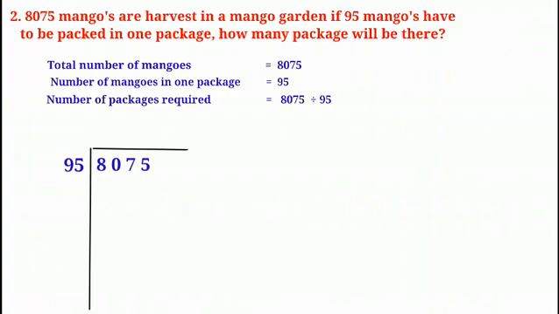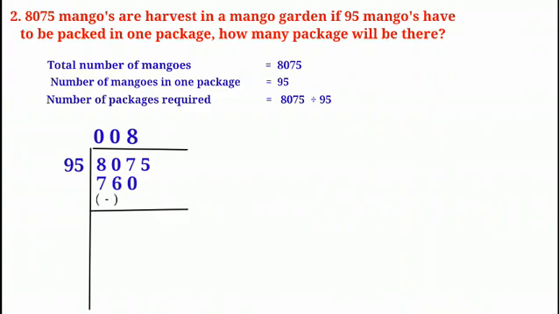Here, 8,075 divided by 95. First we take 80. 80 is smaller than 95, so it is not divisible by 95. So we put 0 in the quotient. Now we join the tens place number 7. We get the number 807. How many 95s in 807? Yes, eight 95s are 760.